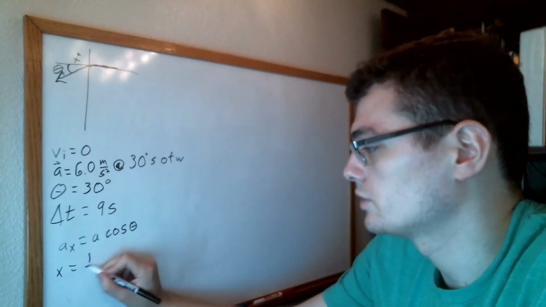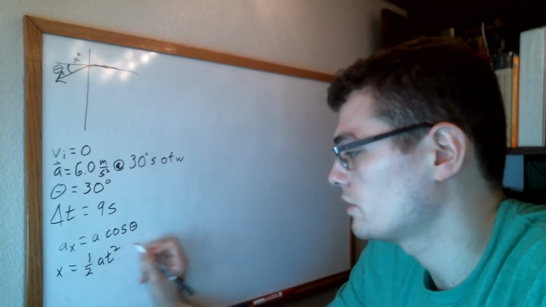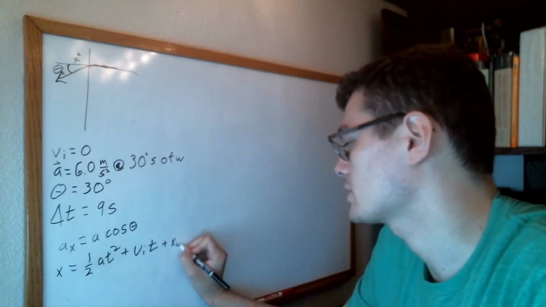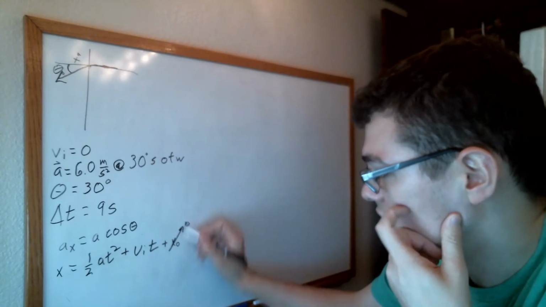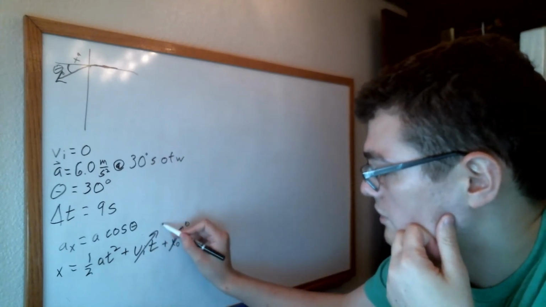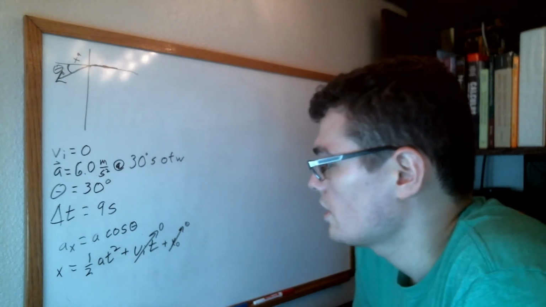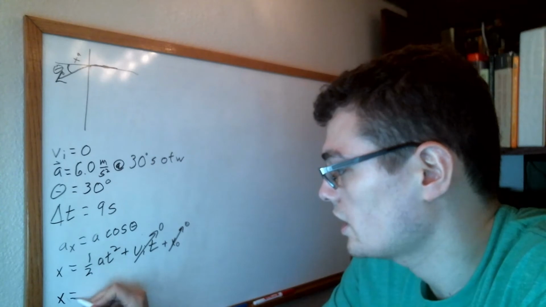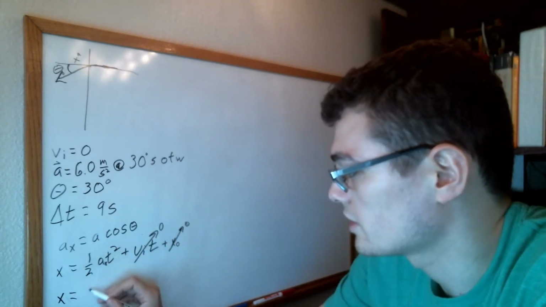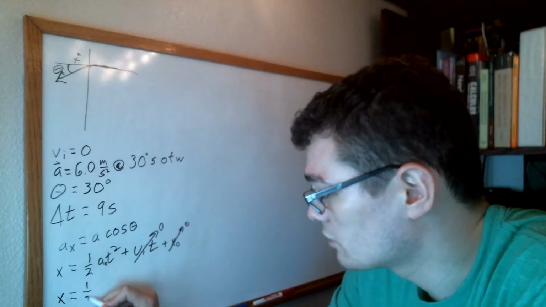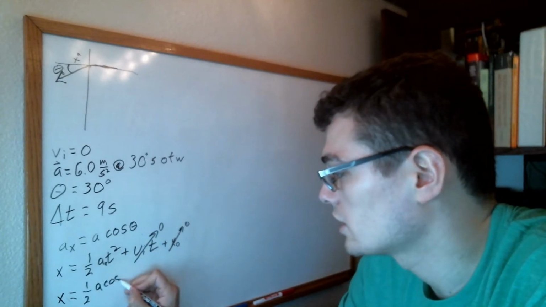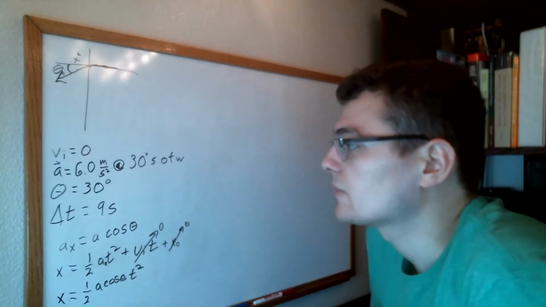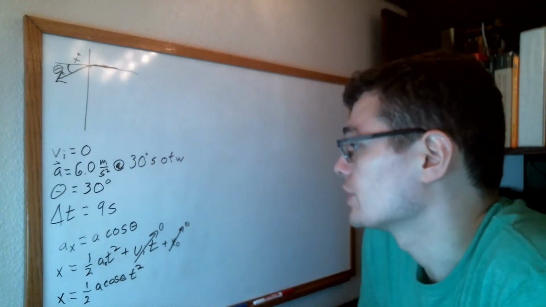x is going to be equal to 1/2 at squared plus v_i t plus x naught. So we're starting from the origin, so that's 0. It's starting from rest, so that's 0. And so now we just have to plug in what our a_x is. So then x, we can just keep that as x there. And so then x is equal to 1/2 a cosine theta t squared. And so now you just start plugging in your numbers here.